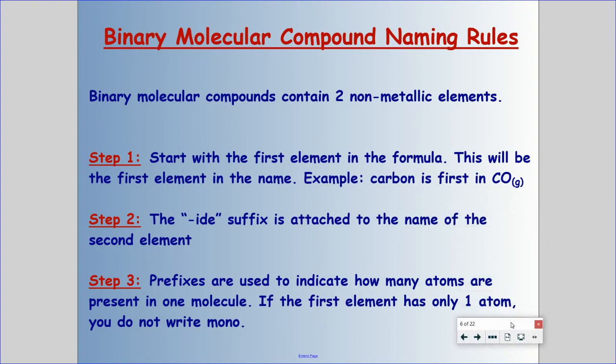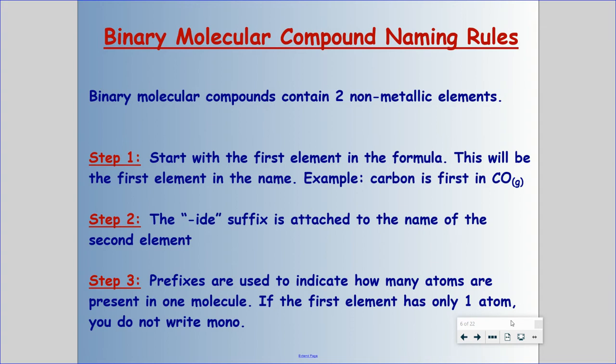So let's get right into the binary molecular compound naming rules, or covalent bond rules. We're going to start here because molecular is probably the easiest of the two. Let's just talk about what it is again quickly. Molecular is two nonmetals coming together to make a compound, so two nonmetals sharing electrons.